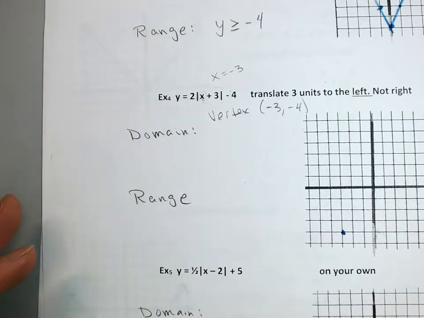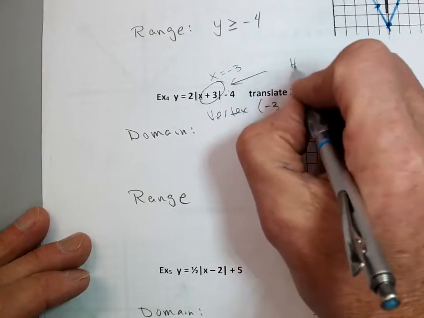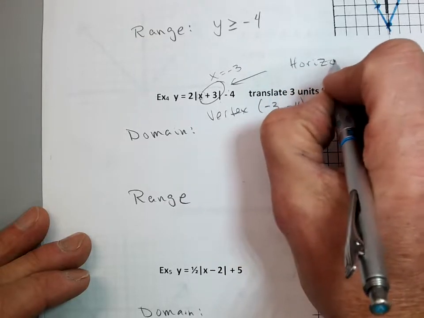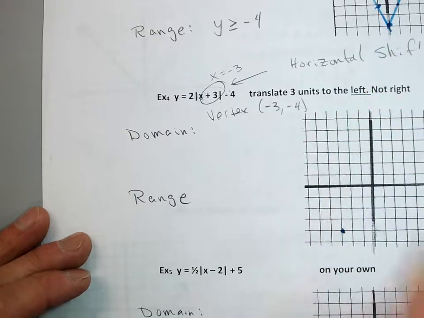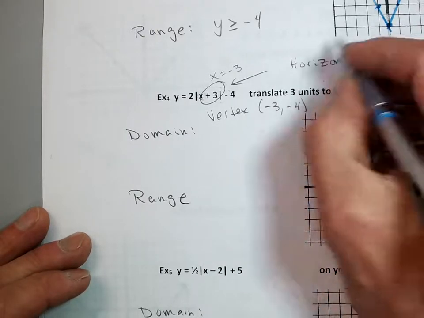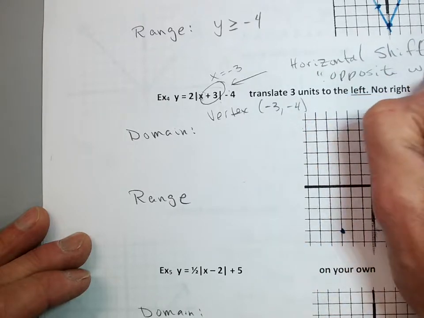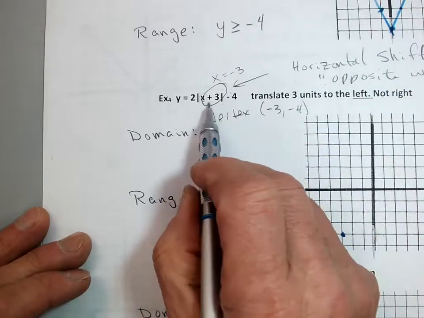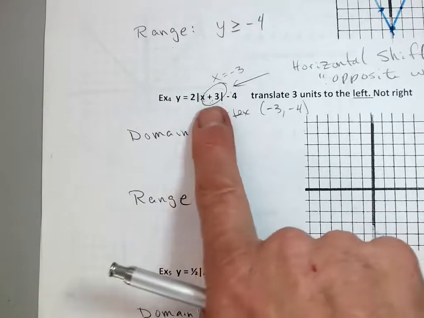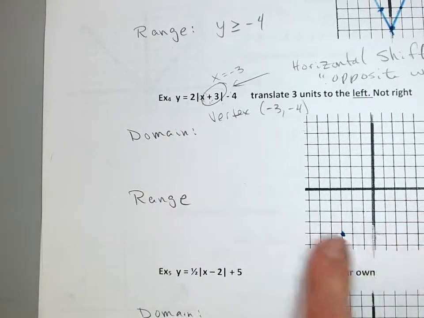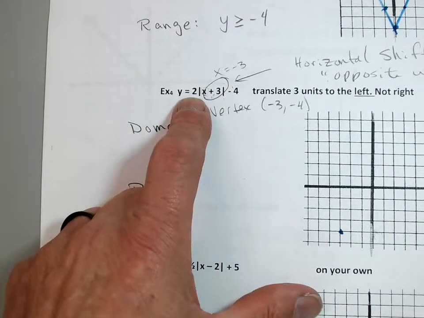I'm going to make a little note. So it's going to be a horizontal shift, but it's going to be the opposite way. So instead of going +3, I actually went back 3, didn't I? Right? Instead of going +3, I actually went back 3 because I'm here, went back 3, down 4. And now it's going to be twice as tall. Remember that? So I'm going to do twice as tall.